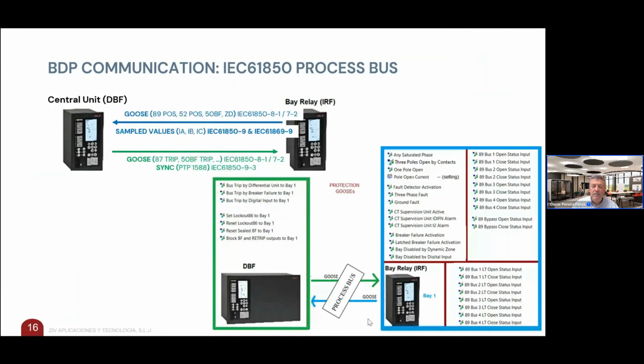And finally, this is just to reinforce the message, which is the type of communication between the central unit and the bay unit, mainly sample values and GOOSE messages. Also the synchronization that goes from the central unit to the bay units. And on the bottom side of the picture, you can see in detail all the GOOSE messages that are exchanged using the process bus.